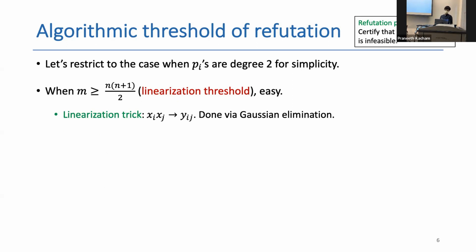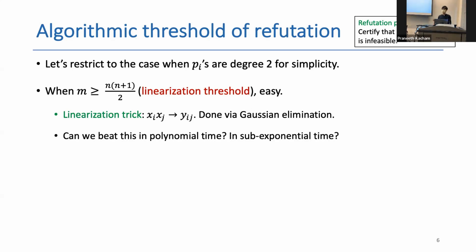For each xixj, we just replace it by a variable yij. And then we just run Gaussian elimination. So when m is larger than roughly n squared over 2, Gaussian elimination will show you that this is infeasible with high probability.